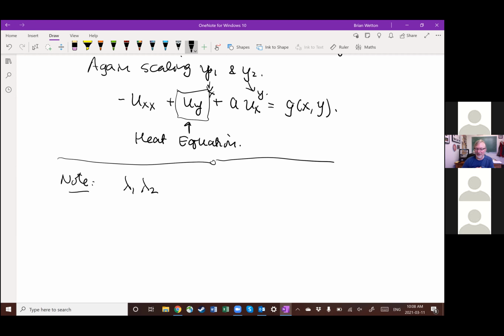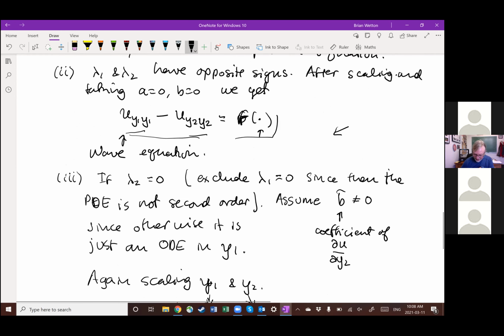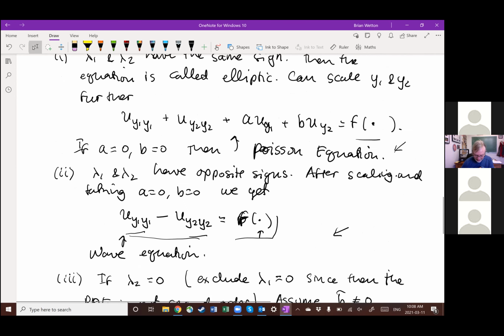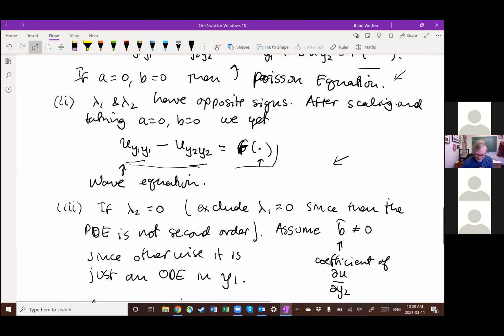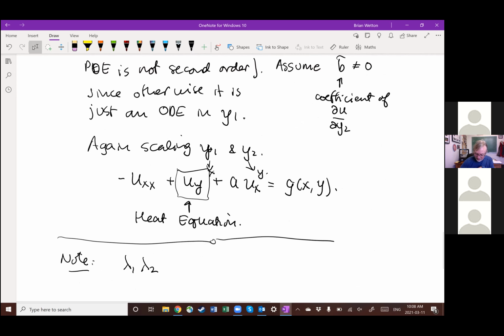Oh, there's another question coming through. Oh, did I not say? Okay, that one was elliptic. This is hyperbolic. And this one here, the heat equation, is parabolic.